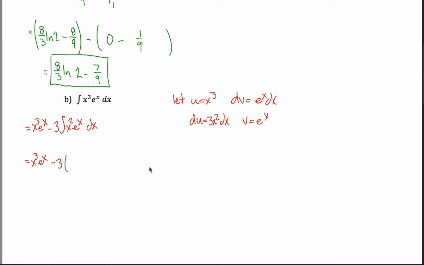So I'll kind of repeat. This time I'll let my u be equal to x squared, and therefore my du is 2x dx. My dv is still e to the x dx, so therefore my v is still e to the x. And I go plugging in all the pieces. Note, parentheses, be careful there.